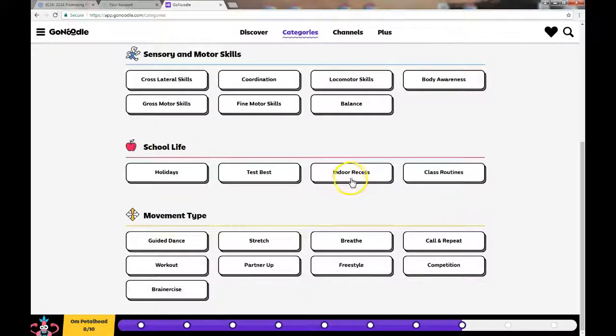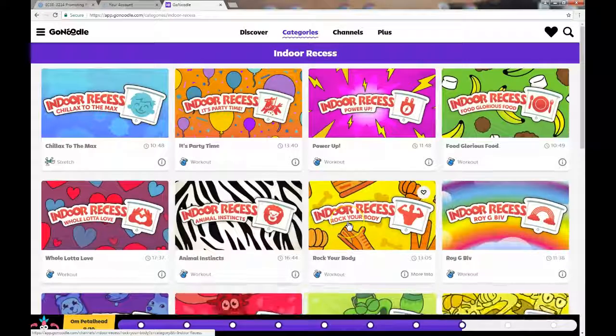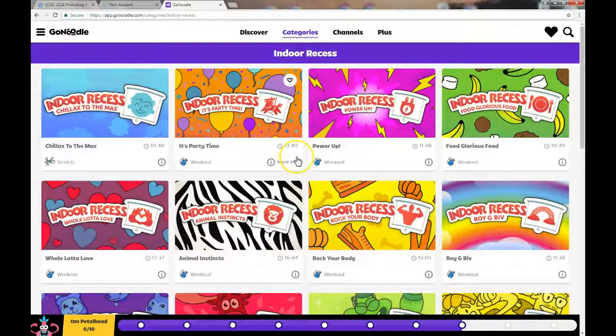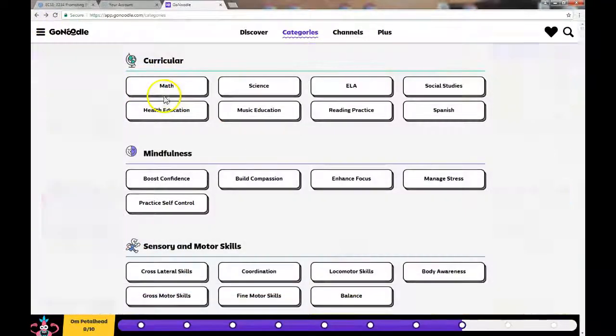This is a great one for indoor recess. So when students are not able to go outdoors for recess because it's raining or whatever else, it's too cold, put on one of these, press play, and you can see that they're about 13, 14 minutes long of exercise or activity, and it's fun. So just go ahead and click on that.